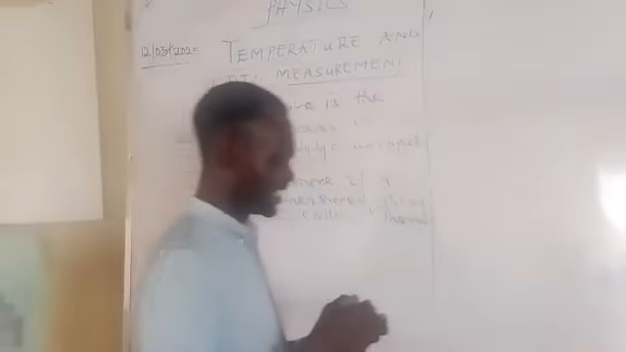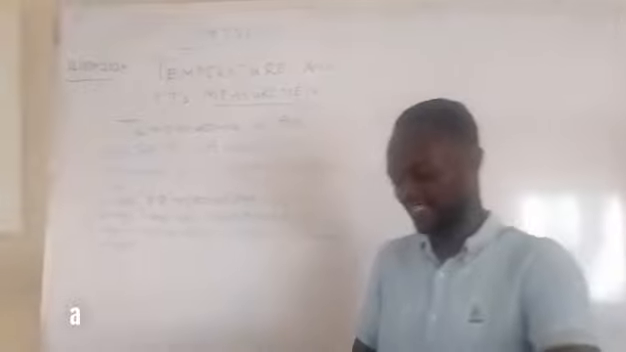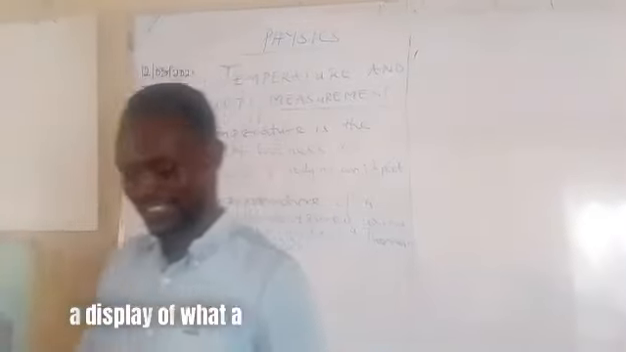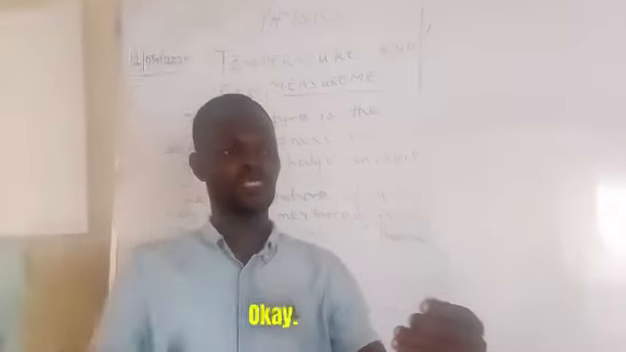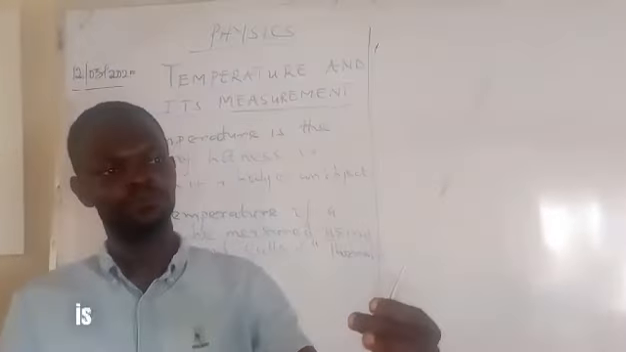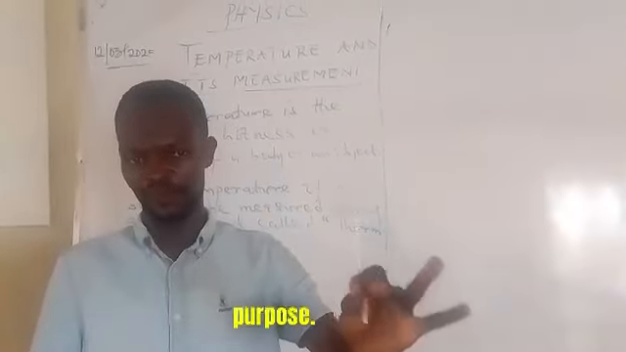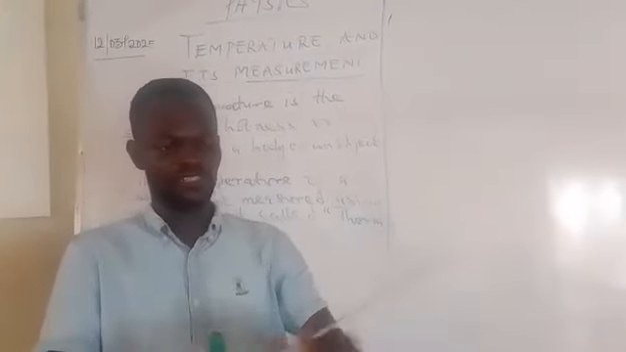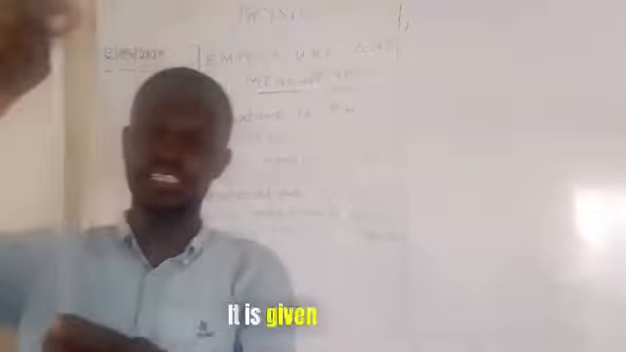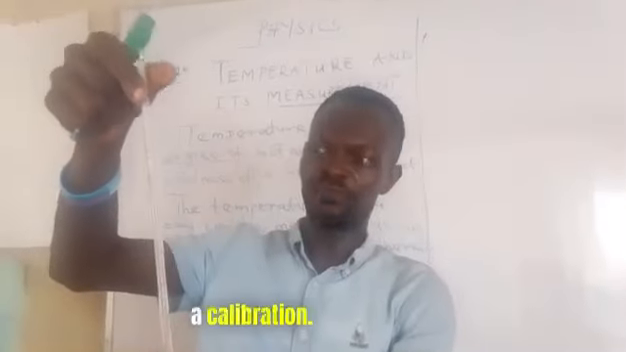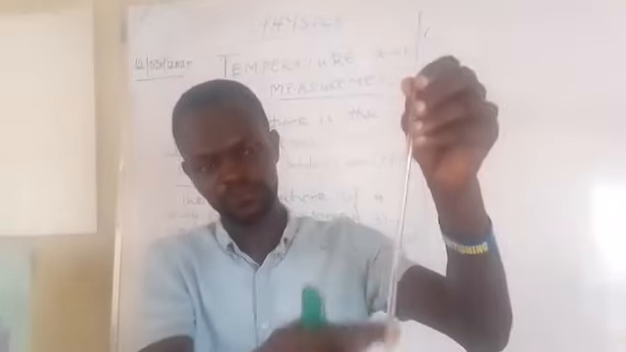Okay. Now, I will give you a display of what a thermometer looks like. This is a thermometer. This one is the thermometer we use for experimental purposes. So a thermometer is something like this. You can see it is given a calibration. It is calibrated. You can see values, numbers.